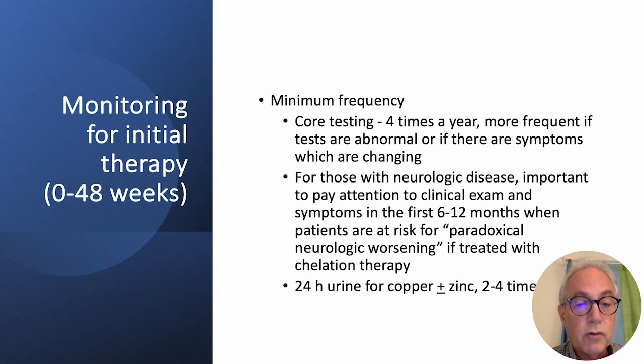Importantly, for those with neurologic disease who start chelation therapy, you have to pay attention to the clinical exam and symptoms, especially during the first 6-12 months of therapy, when they may be at risk for what we call paradoxical neurologic worsening, that is, worsening of their neurologic symptoms despite being treated specifically for their Wilson disease. And 24-hour urines for copper and zinc should be performed 2 to 4 times during this initial period, more frequently if it is needed to help direct therapy.